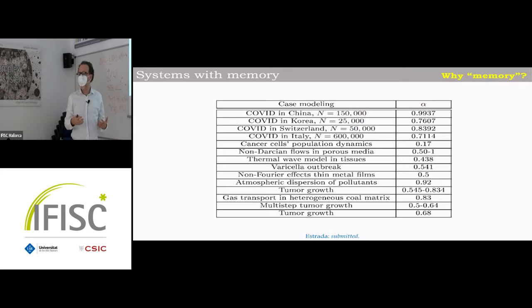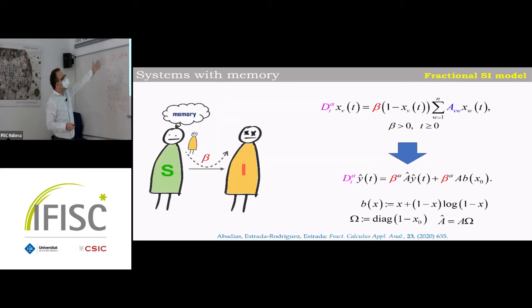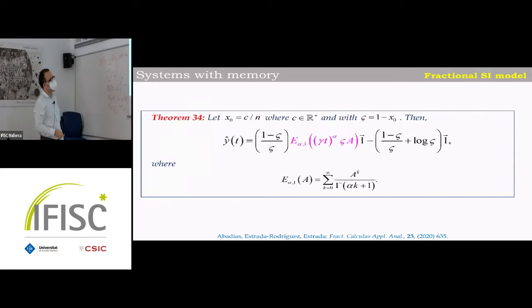So the complex systems have memory, but not perfect memory. And this is logical because we have external noise, oscillations, perturbations, fluctuations, etc. So then we can redo some of the things that we have been doing before. In this particular case, we have rewritten the susceptible-infected model. But in this scenario, considering memory, you have the upper bound solution that we have found before.